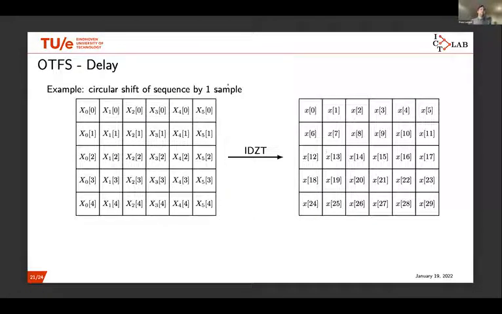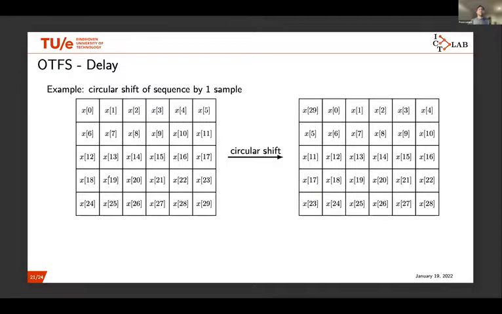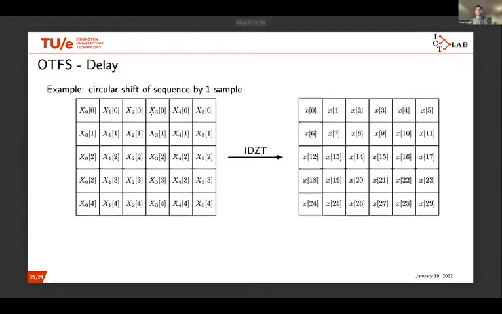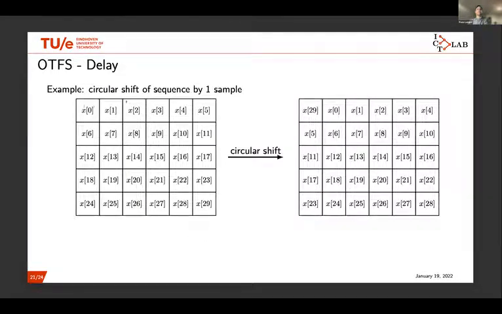So for example, we have here the matrix X, which represents the symbols in the delay Doppler domain. When we apply the inverse discrete Zak transform, we get the samples in the time domain, which are arranged like described before. And this matrix is now here to the left. And suppose we make a cyclic shift of this sequence by 1. What is happening is that the first sample gets to the second position, which you can see here. The last sample falls out of this row and comes in the next row. So X5, which was here, goes now here, and so on. And the last sample here, the X29, which was here, due to the cyclic extension, comes in at the first position.